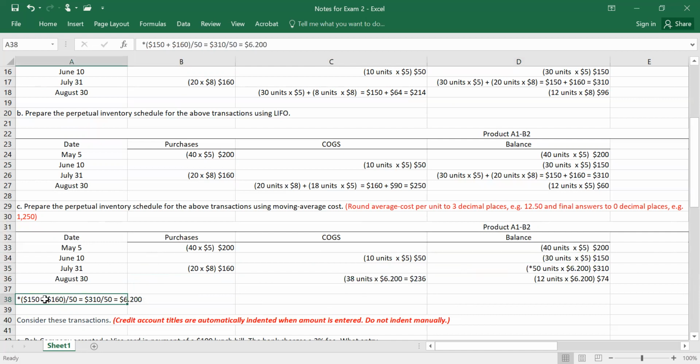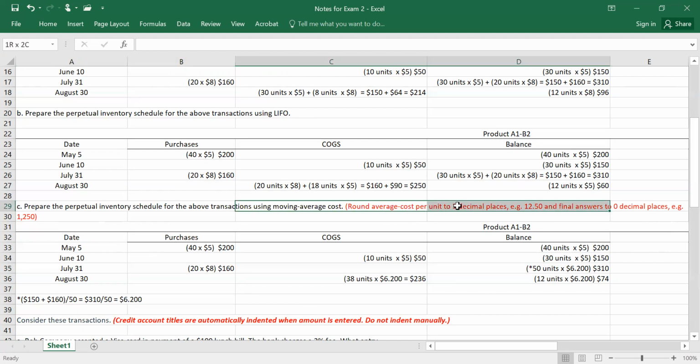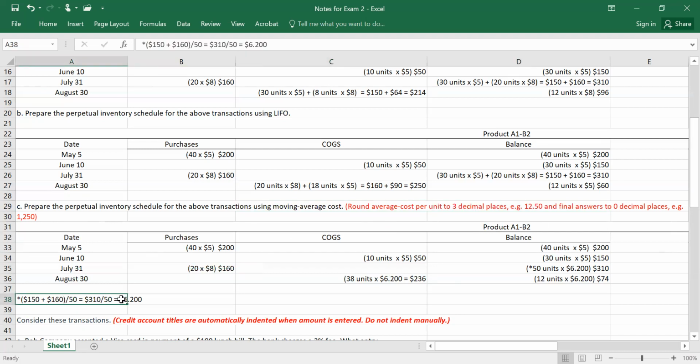So we're going to take the 150. We have to add on to it this 160 purchase. So our numerator is going to be 150 plus 160, which equals 310. How many items do we have? Well, we have 30 items left from that initial purchase on May 5th and 20 items from our new purchase. So we have 50 items. So 50 units, if we take 310 and divide it by 50, that gives us $6.20 per unit. They've told us to use 3 decimal places.